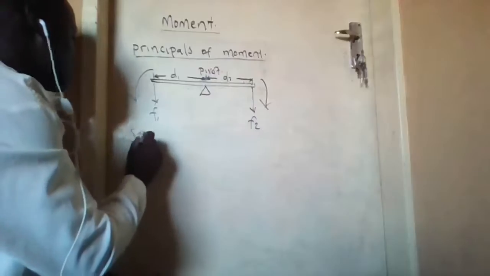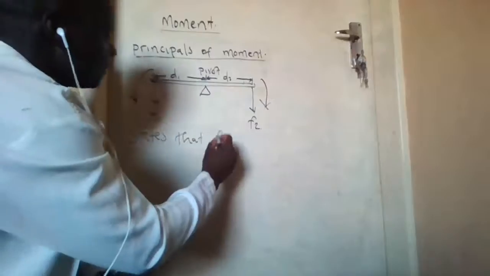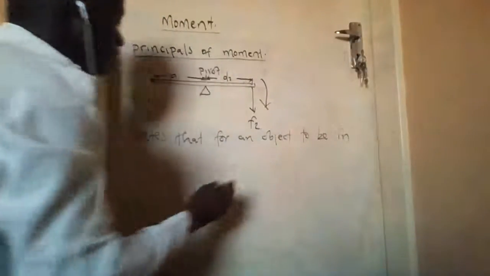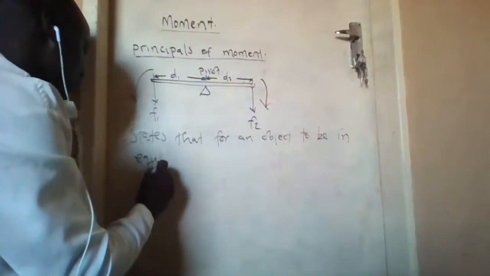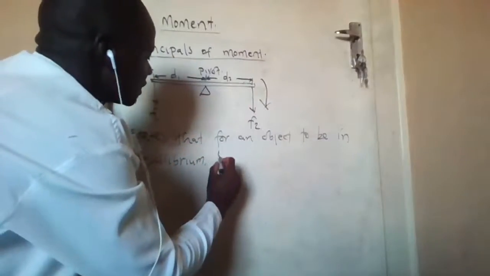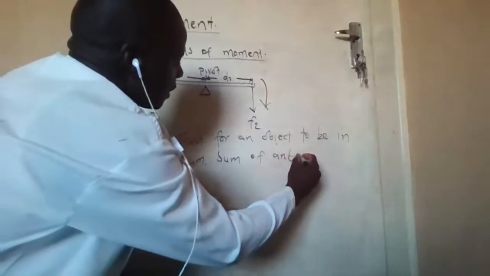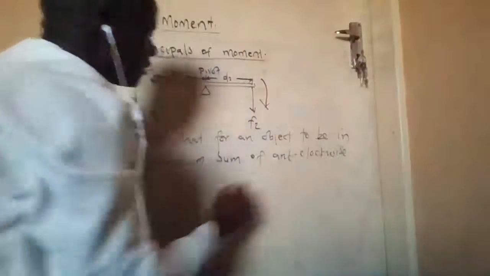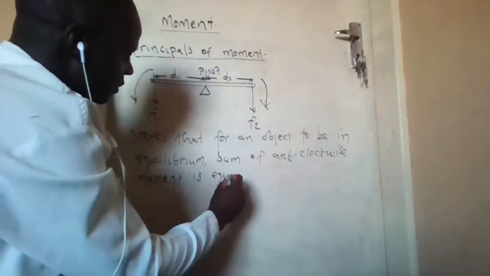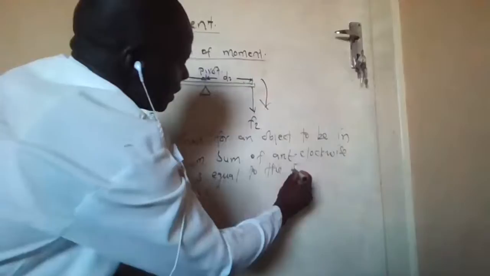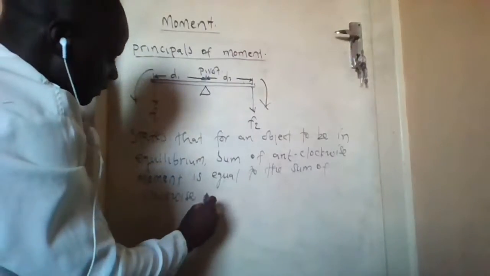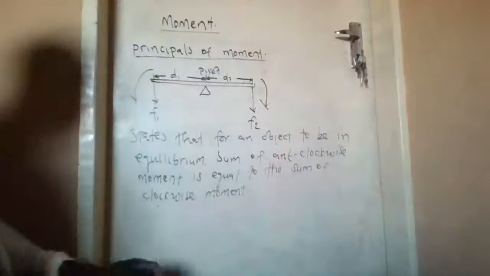So the principle of moments states that for an object to be in equilibrium, or to balance, the sum of the anti-clockwise moments must be equal to the sum of the clockwise moments. So that's what the principle of moments states.